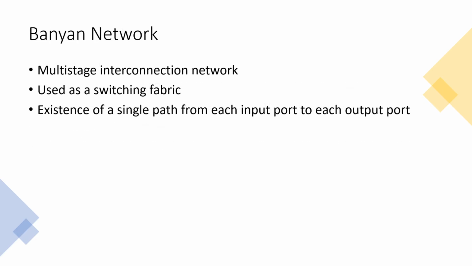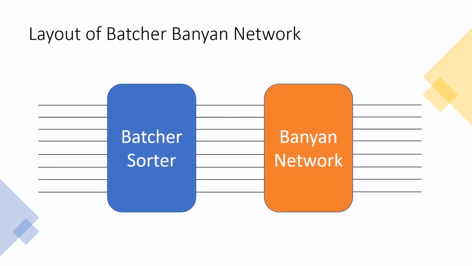The Banyan network is a multi-stage interconnection network which is used as a switching fabric. In the Banyan network, there exists only one path from each input port to each output port. Both the Batcher sorter and the Banyan network together form the Batcher Banyan network, and this diagram displays the layout of the network.